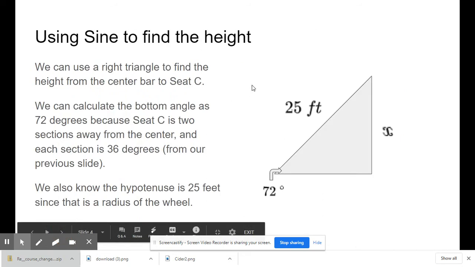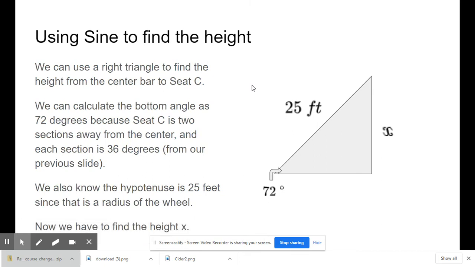We use the right triangle to find the height from the center bar to seat C. We can calculate the bottom angle is 72 degrees because seat C is two sections away from the center, and as we talked about, each section is 36 degrees. We also know the hypotenuse is 25 feet because that's the radius of the wheel. So now we have to find x.